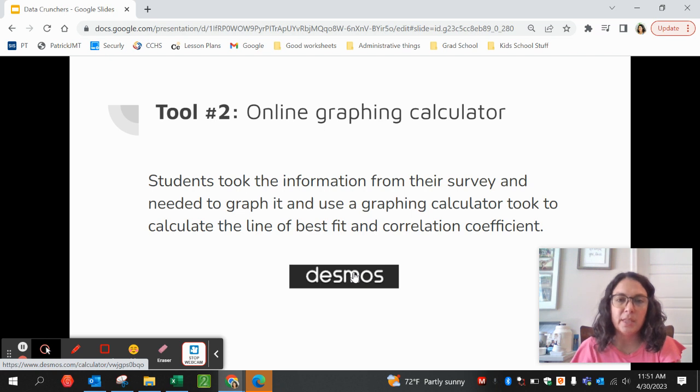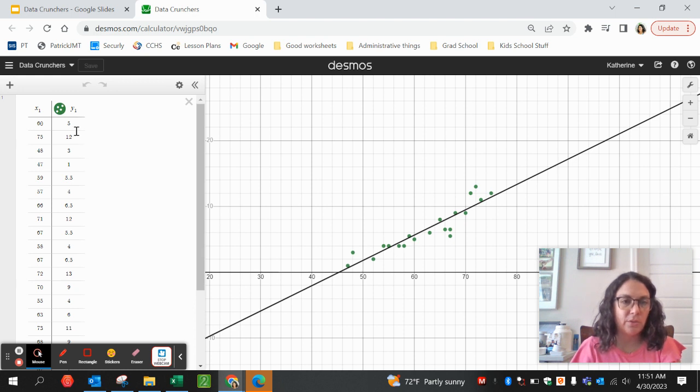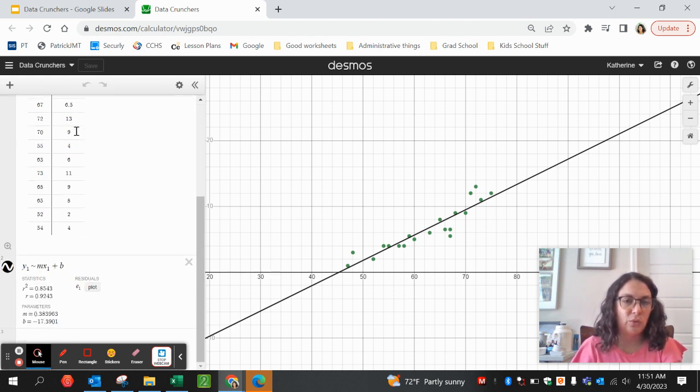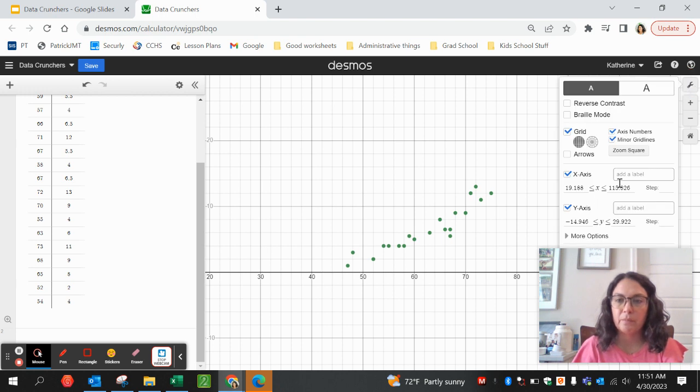So in Desmos, they had to enter their data, and I have a sample data set here. So they had to enter their data and they had to create a scatter plot. So then I showed them how to save or snip this scatter plot. They had to add labels to their axes, and I made my x-axis height and I made my y-axis shoe size.